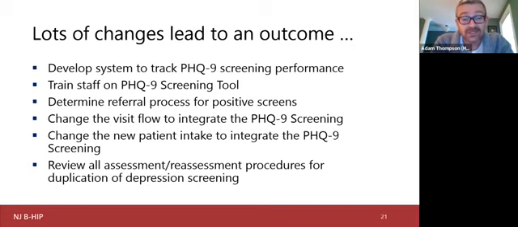You could also change the new patient intake, right? We've talked a lot about established patients. We have this whole other bucket of new patients that, if you say you're going to screen everybody with the PHQ-9, you've got to think about. That's a whole other series.